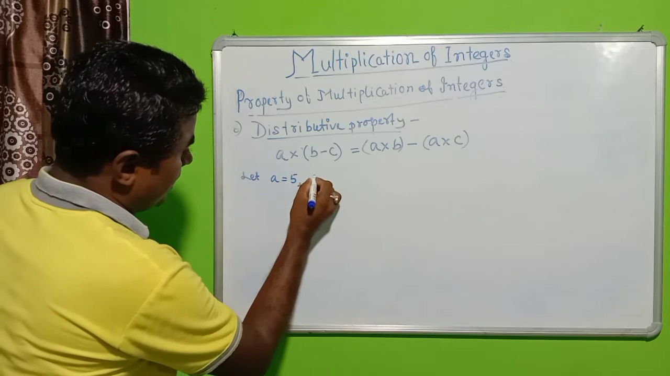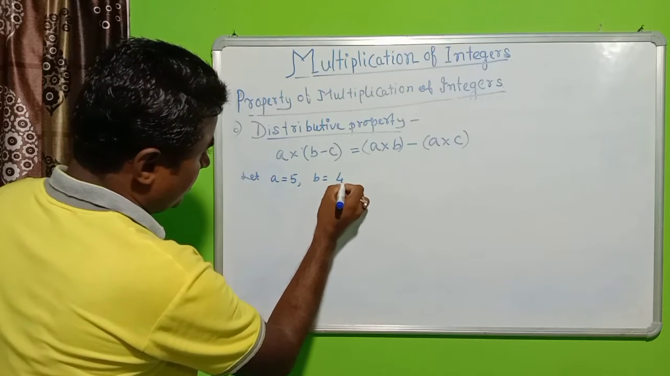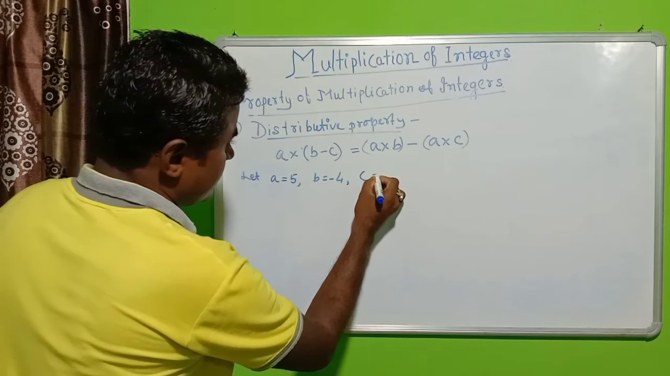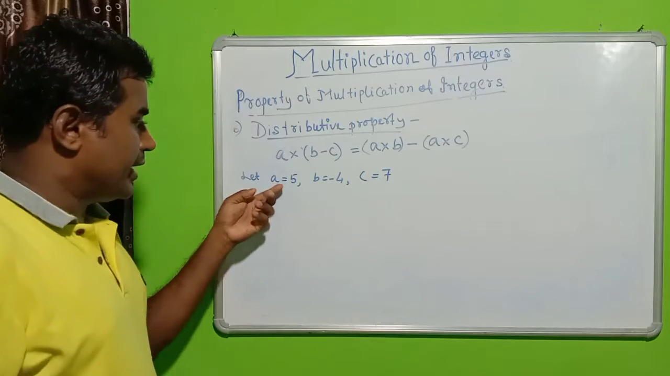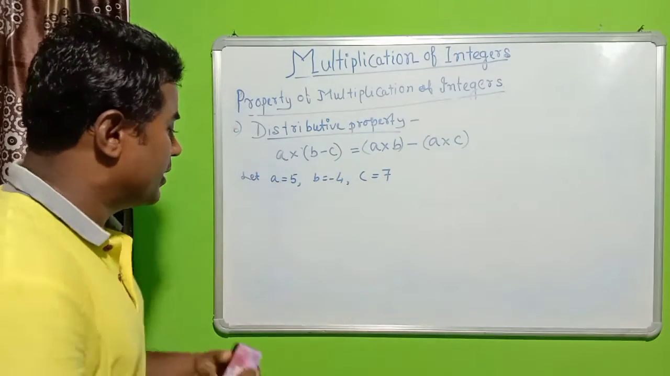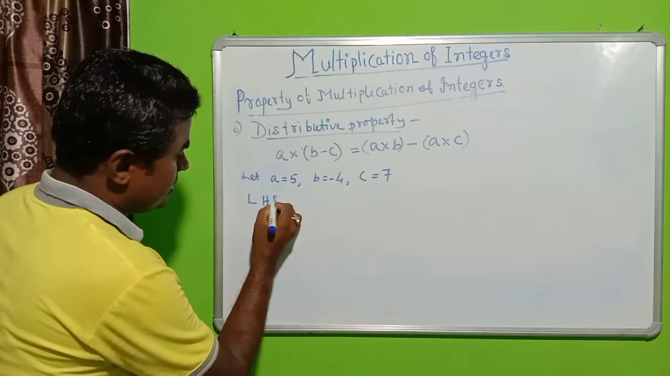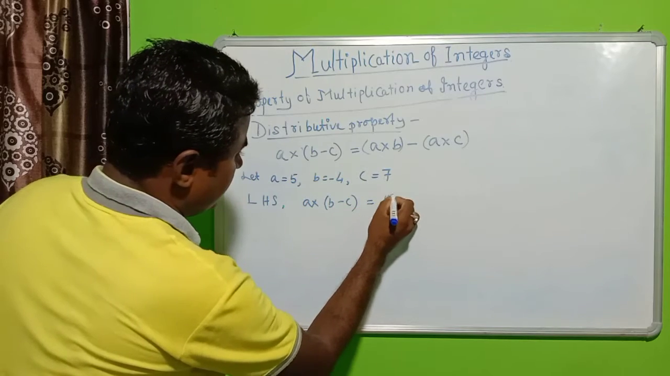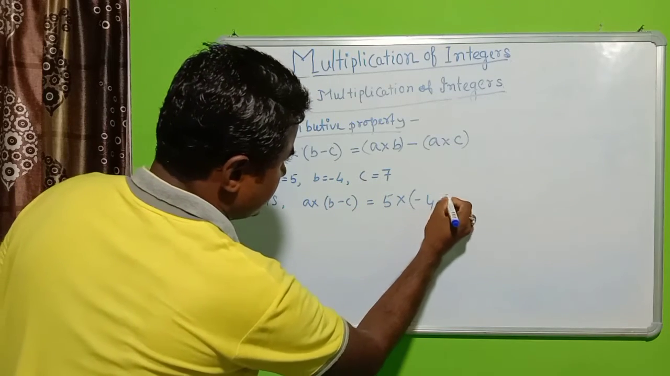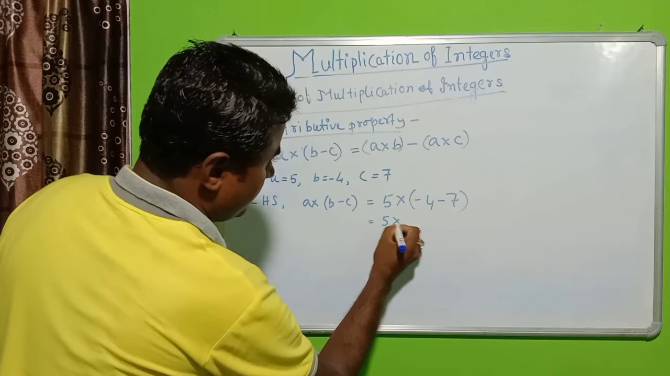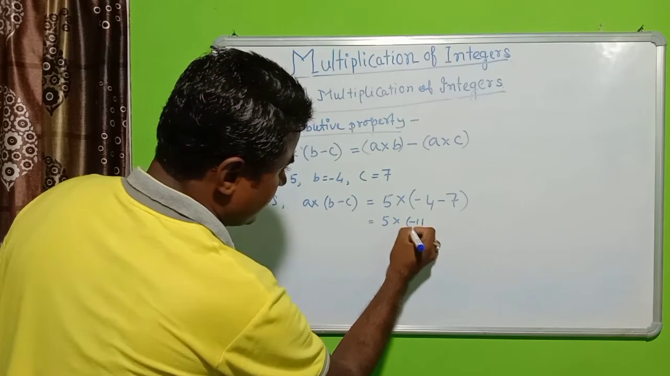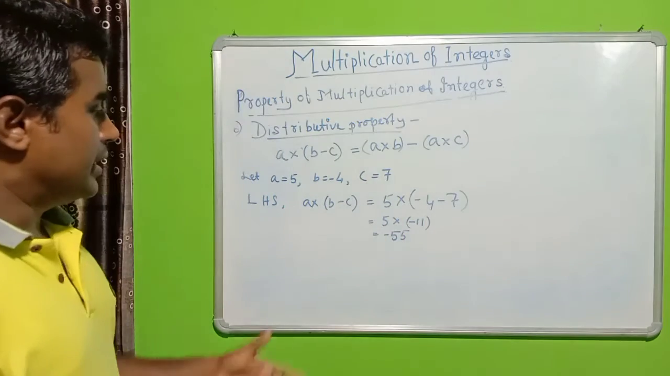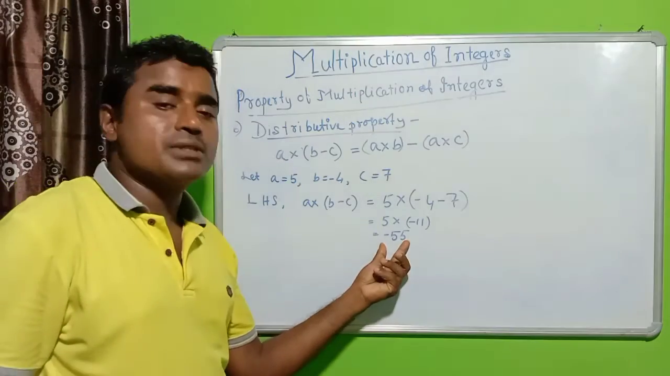Suppose a equals 5, b equals minus 4, and c equals 7. Then our LHS is a into (b minus c). So a is 5, b is minus 4, and c is 7. Here 5 into (minus 4 minus 7), that is minus 11, and minus 11 into 5 is 55. Our sign is minus, so on the LHS our value is minus 55.